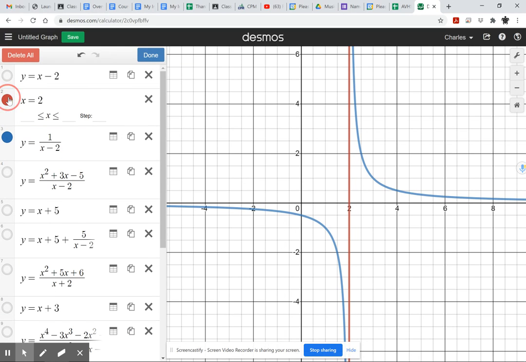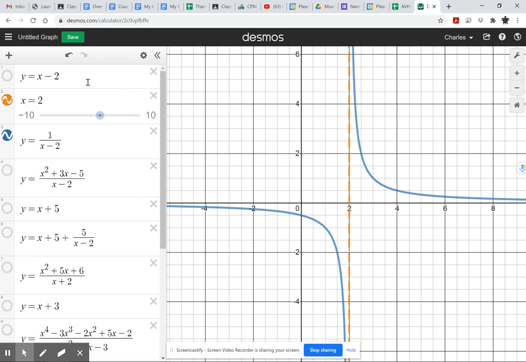And I'm going to just show you that asymptote. I'll make it orange. I'll make it dashed. This thing has an asymptote at 2 because the denominator of a rational function can never equal 0. And the closer it gets to 0, the more the function explodes. And so that's why you see a vertical asymptote at x equals 2.